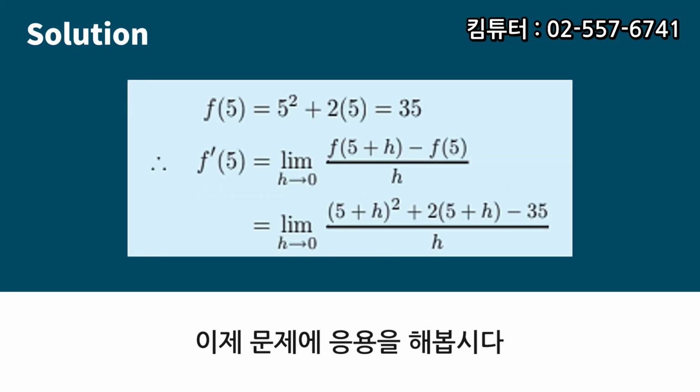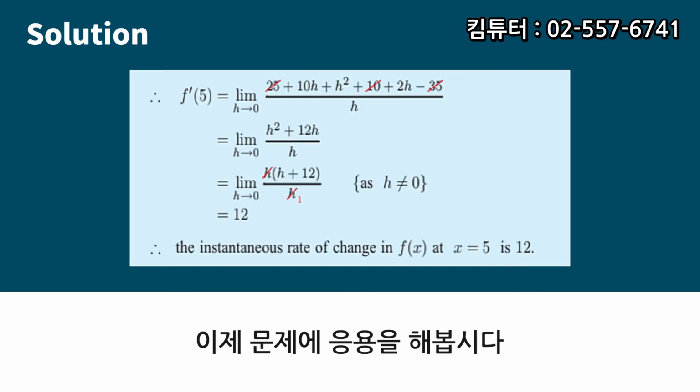The solution for this would be, first of all, we would have to find what is f of 5, which is 35, and to find f prime of 5, we simply have to input our numbers into the first derivative concept that we learned. And afterwards, we are able to simplify this by grouping this in terms of h and seeing how both h's cancel into 1. Inputting h equals 0 finally to the equation, we are able to get 12. And therefore, the instantaneous rate of change in f(x) at x equals 5 is 12.